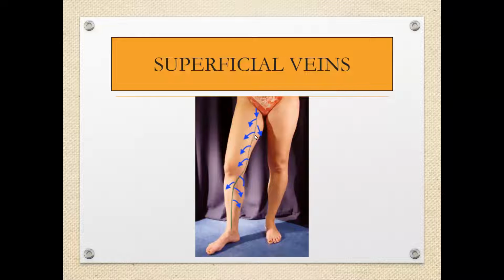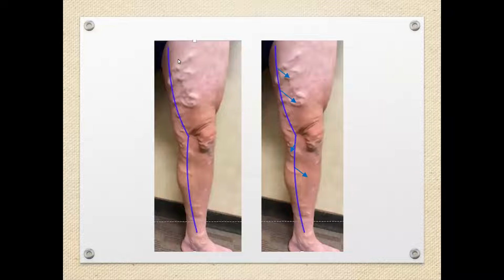And so as it travels down this superficial vein on the inside of your leg, as these curved arrows show, that blood begins to spill out into all the branches. Those branches begin to collect that blood. They get enlarged. And that is what we see here under the skin.